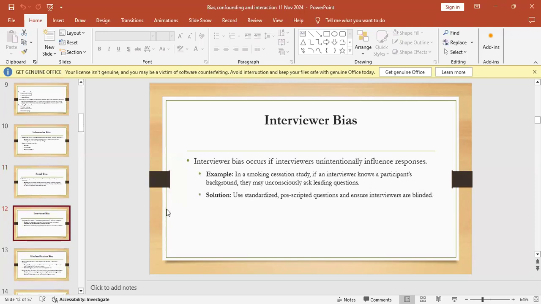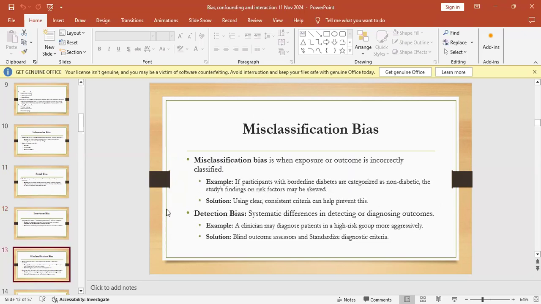Interviewer bias occurs if interviewers unintentionally influence responses. Example: in a smoking cessation study, if an interviewer knows a participant's background, they may unconsciously ask leading questions. To address this issue, use standardized pre-scripted questions and ensure interviewers are blinded.